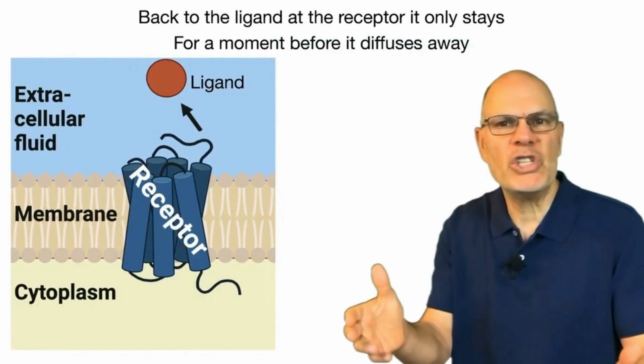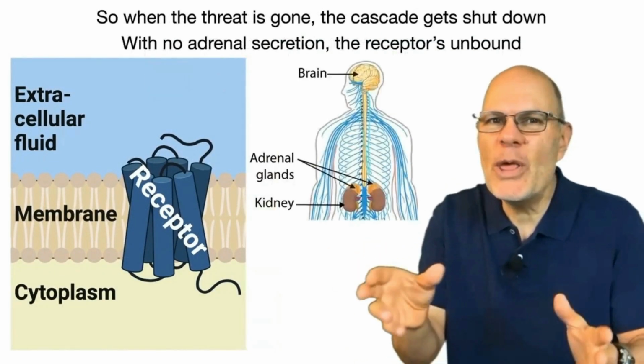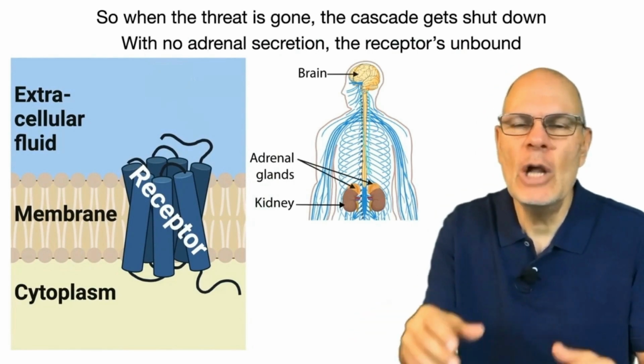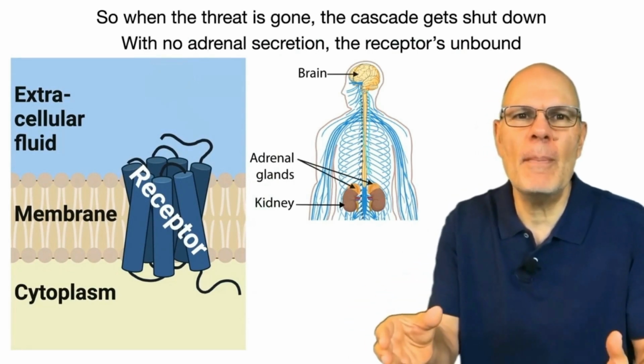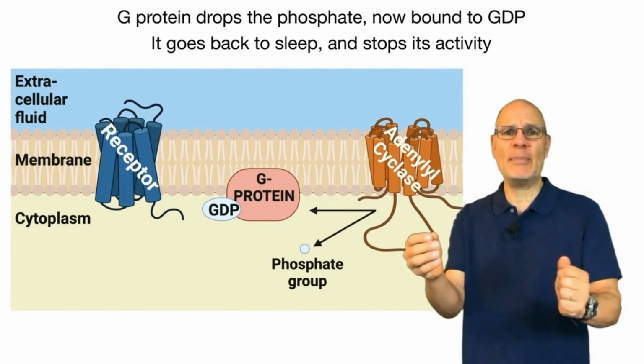Back to the ligand of the receptor. It only stays for a moment before it diffuses away. So when the threat is gone, the cascade gets shut down. With no adrenal secretion, the receptor's unbound. G-protein drops the phosphate, now bound to GDP. It goes back to sleep, stops its activity.